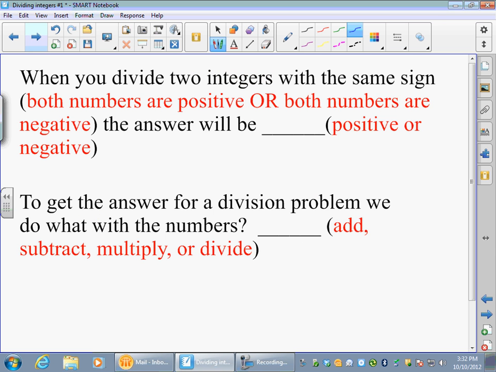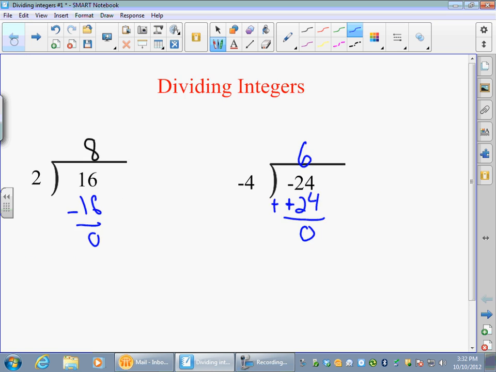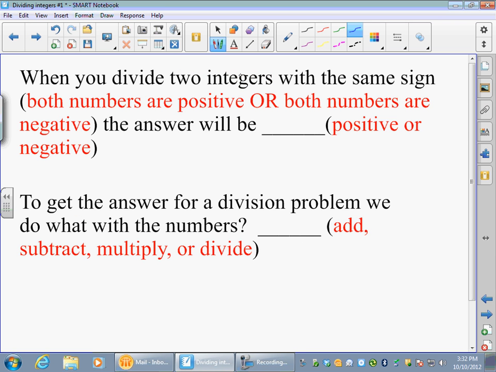All right, so let's answer our questions. When we divide two integers and they have the same sign, so both of them are positive or both of them are negative, what's the answer going to be? Well, here we had two positives. The answer is positive. Here we had two negatives. The answer was positive. So it looks like when they're both positive or both negative, the answer will be positive, just like it was for multiplying.